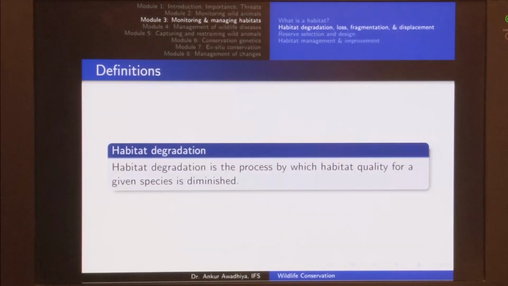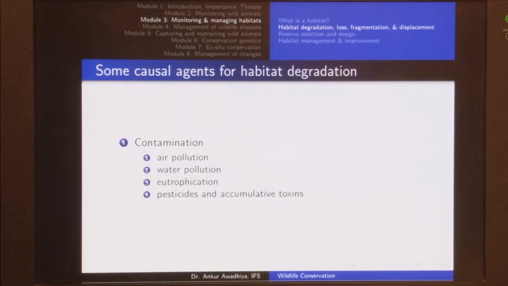Habitat degradation is the process by which habitat quality for a given species is diminished. So, we are talking about the quality of a habitat. Essentially, when there is habitat degradation, the habitat becomes not unsuitable, but less suitable for the animal or the particular species.